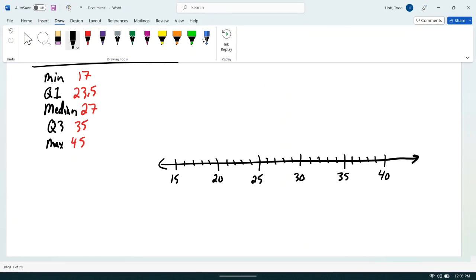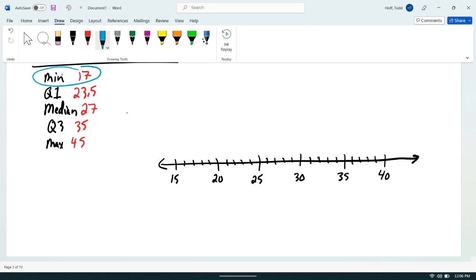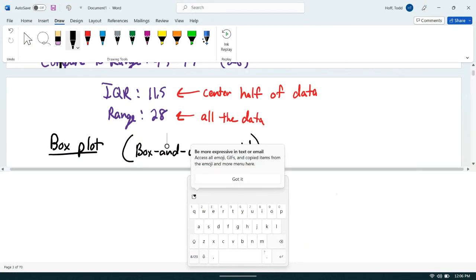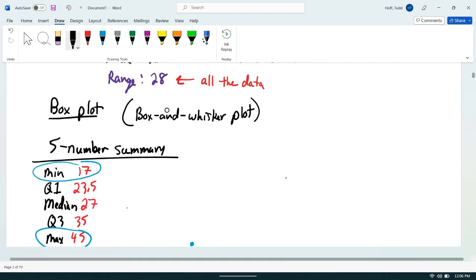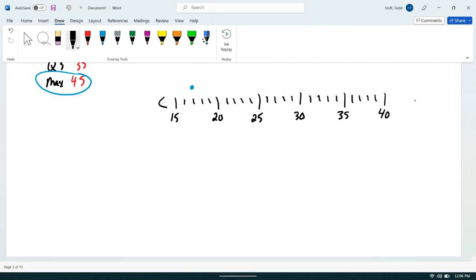So what we're going to do, we're going to mark the minimum and the maximum with dots. So 17 is a dot. 45. Oops, I got to get up to 45 yet.